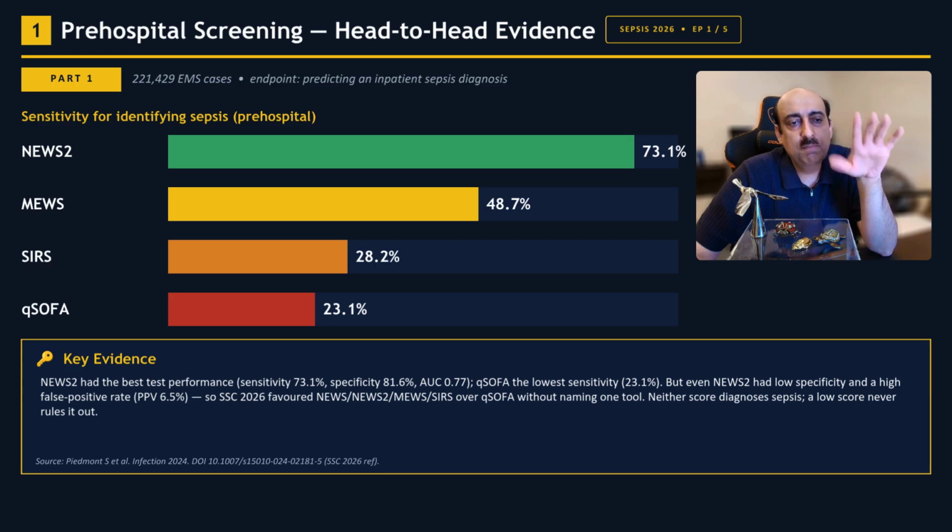qSOFA came out at the bottom of the table with just 23.1% sensitivity. Now, this is as a screening tool to predict sepsis. Remember, qSOFA in the previous study was 46% sensitivity. That was to predict out-of-ICU mortality in patients with sepsis. So, two different studies, two different endpoints. So here qSOFA is at the bottom of the tree.